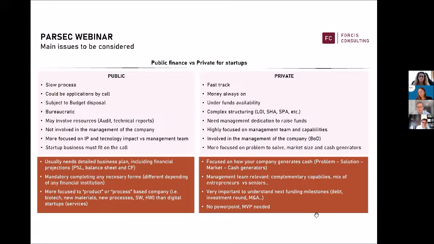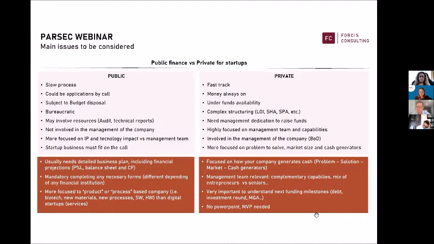And they are more focused on understanding the problem to solve, the market size, and the cash generators than the impact of the technology on society. In this case, you have to be focused on how your company generates cash. That is to say, the problem, your solution, size of the market, and the cash generators. These are the 4 pillars for a private investor. Management team is relevant. You have to have complementary capabilities, ideally a mix of entrepreneurs and a senior team. This is very interesting for private investors.